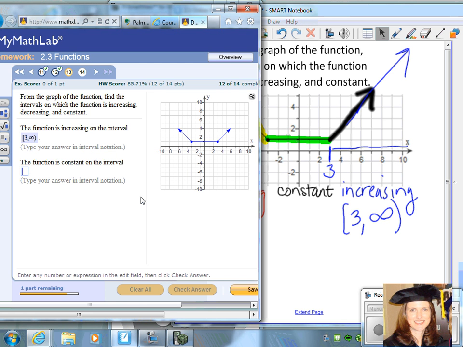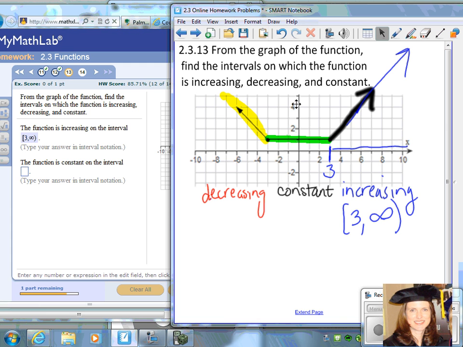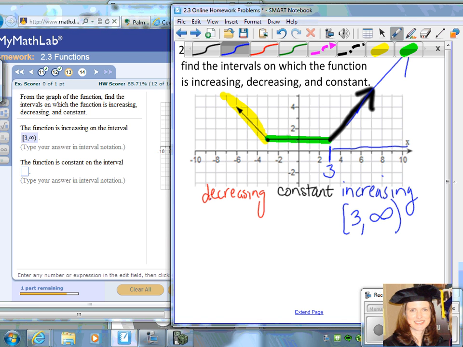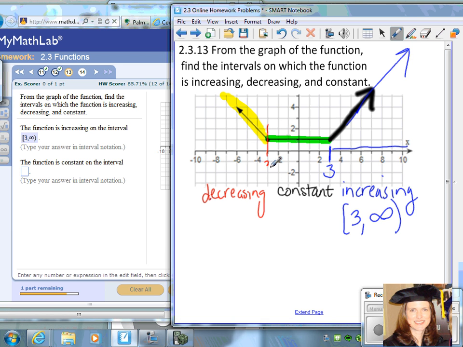The interval where it's constant is that interval in the middle. And that interval starts at the x value negative 3 and ends at the x value positive 3. So where it's constant is from negative 3 to positive 3.